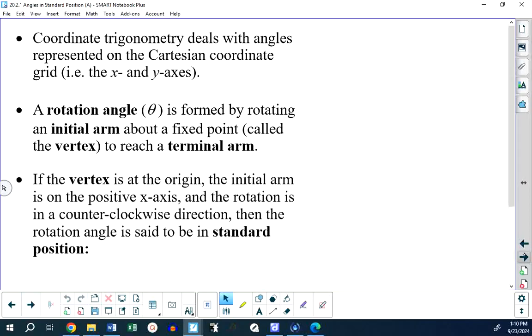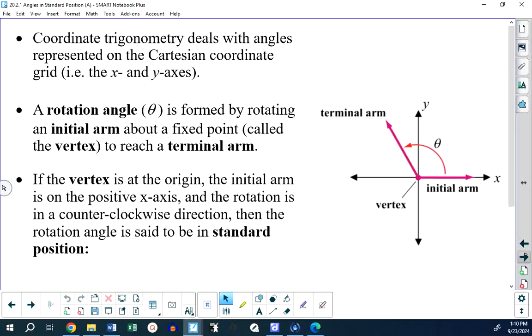So the rule is that the initial arm always starts on the positive x-axis. This is what we call a rotation angle in standard position. Standard position means we're all going to do the same thing. So whenever I ask you to sketch a rotation angle in standard position, you're always going to start with the initial arm on the positive x-axis and the vertex, which is the pivot point, at the origin. So that rotation angle theta is what we're talking about in terms of standard position.